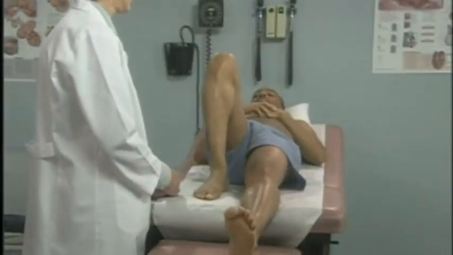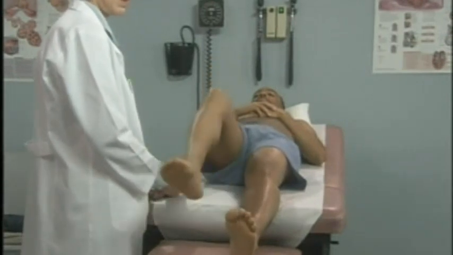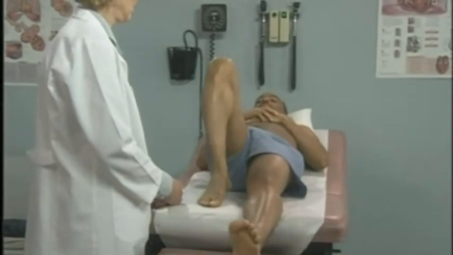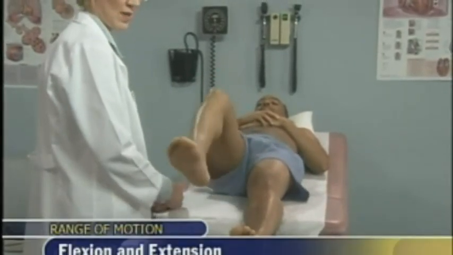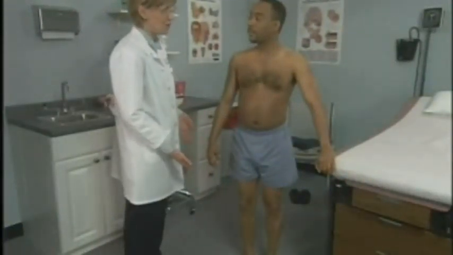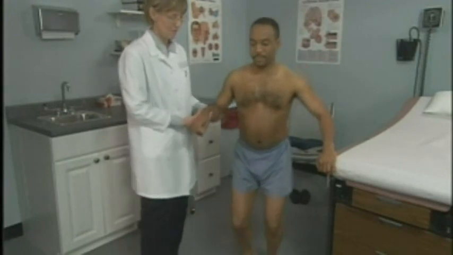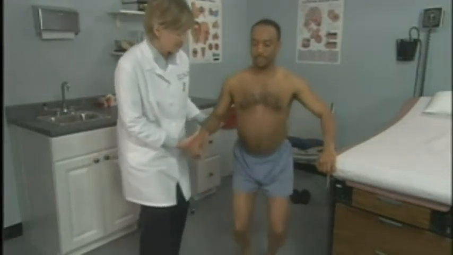The principal movements of the knee are flexion, extension, and internal and external rotation. Ask the patient to flex and extend the knee. Knee flexion and extension can also be assessed by asking the patient to squat and stand up. Be sure to provide support as needed.